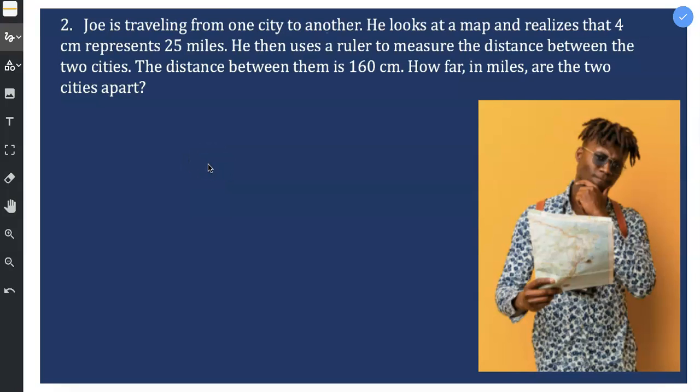We are continuing to practice writing proportions and solving proportions today. Let's take a look at example 2.